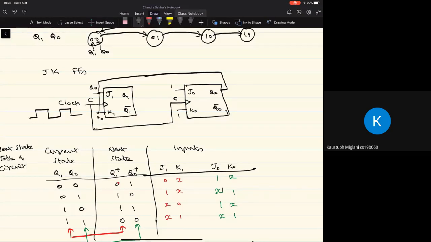And once we connect the output Q0 to J1 and K1, right? Then if I give J0 and K0 as 1, then this circuit will behave as the 2-bit binary up counter, which will go through this count sequence. You can easily verify that. Okay.